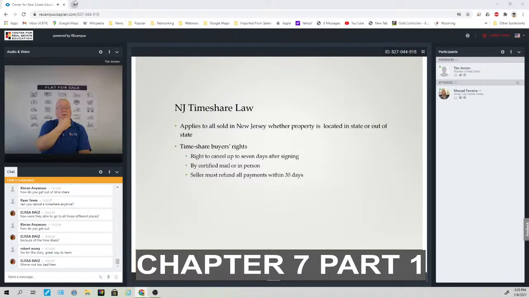Timeshare laws apply to all sold units in New Jersey, whether property is located in state or out of state. And a timeshare buyer has certain rights. If you buy a timeshare, you have the right to cancel up to 7 days after signing. You can cancel by certified mail or in person, and the seller must refund all payments within 30 days.